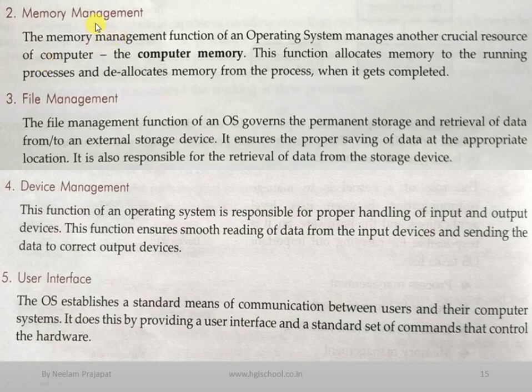Now next is memory management. Memory management means the operating system will manage crucial resources, and the crucial resource is computer memory, because all the data is saved over there. This function will first of all allocate memory to the running processes. After the process is complete, it will deallocate the memory.